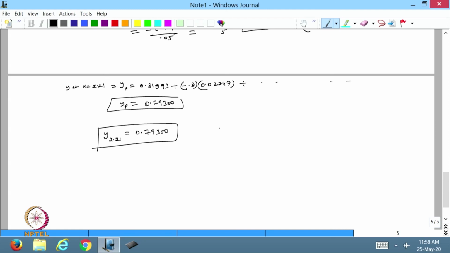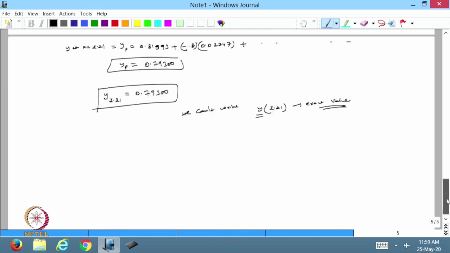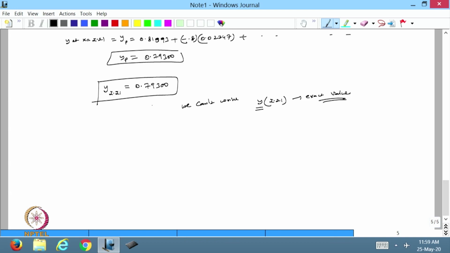I cannot write this as an equality with y at 2.21, because that would mean I know the value of the function and substitute the value there. That would be the exact value. An exact value I can find only if I know the value of y. So, that is my approximated value, and this is my answer.